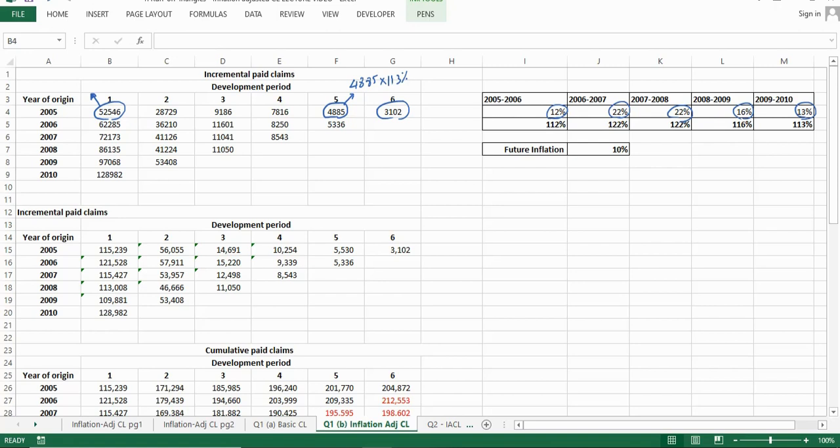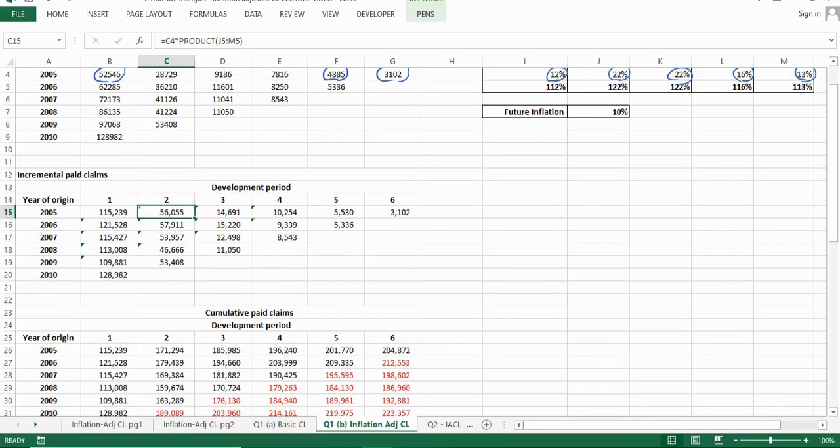So I will show you the calculation in the Excel sheet. For example, this 4885, you find here it is, so 4885 times M5, so 113%. This one, you will see that it is 52,546 multiplied by the product of these inflations. Okay, I think it's clear for everyone. Okay, for example, for this one, it will be 28,729 times this, times this, times this, times this. Here it is.